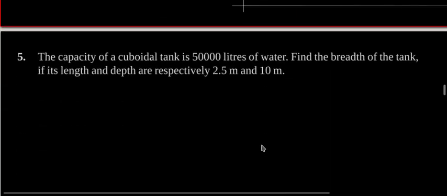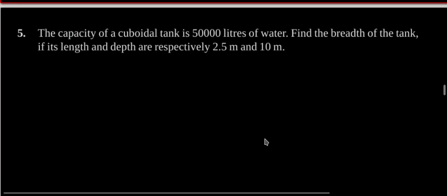Next question. The capacity of a cuboidal tank is 50,000 liters of water. So, capacity is given. Find the breadth of the tank if its length and depth are respectively 2.5 meter and 10 meter. Okay, capacity is given in liters. See, capacity will be given in liters. If it is volume, it might be given in meter cube. So, capacity means it will be given in liters. Okay, so the capacity of the cuboidal tank is 50,000 liters.